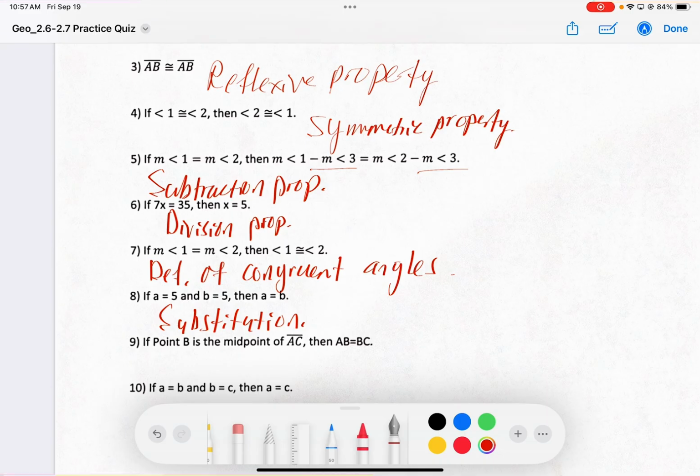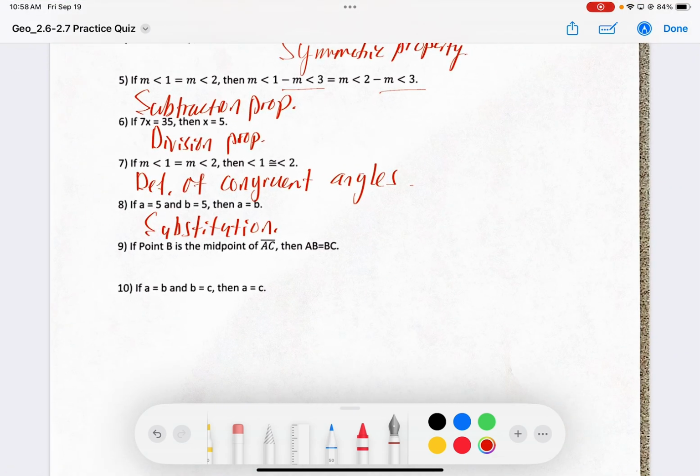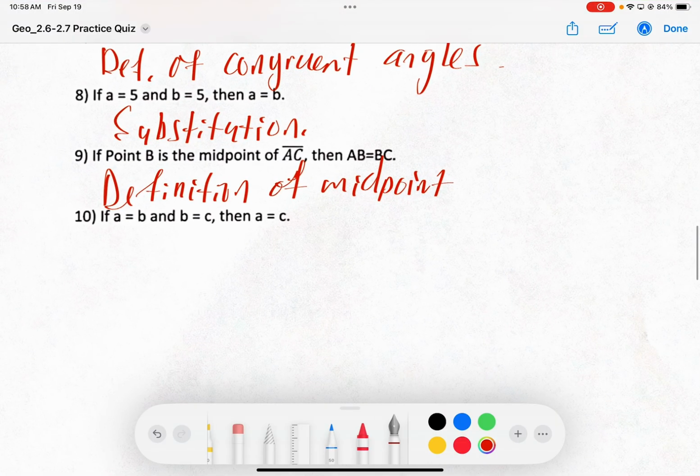If point B is the midpoint of AC, then AB is equal to BC. Angeline, which one's that? It's a definition, though. Definition of midpoint. If A equals B and B equals C, then A equals C. Tegan. T for transitive, yep.